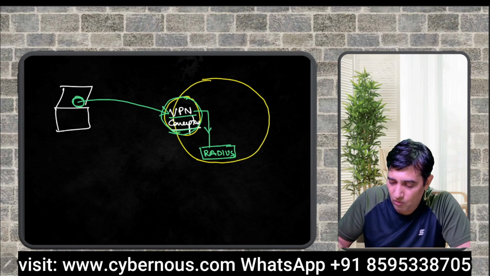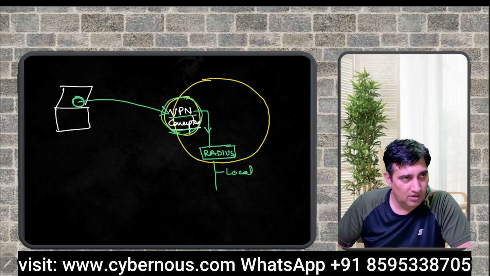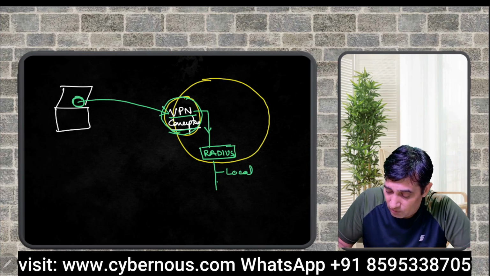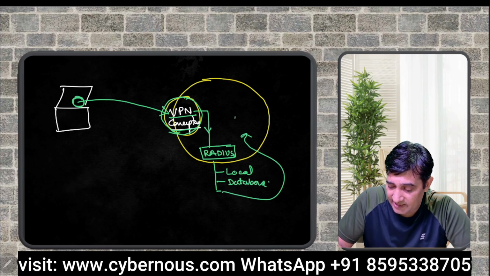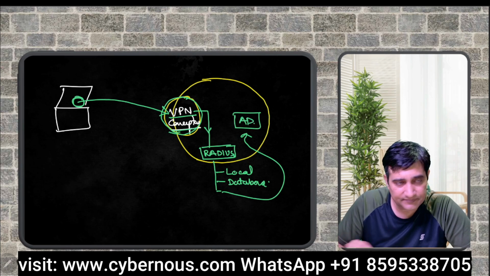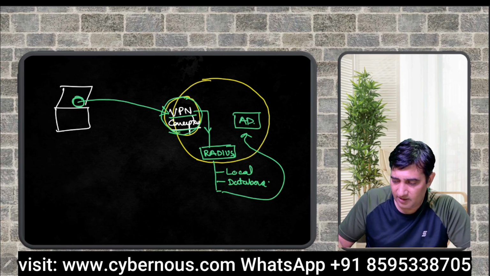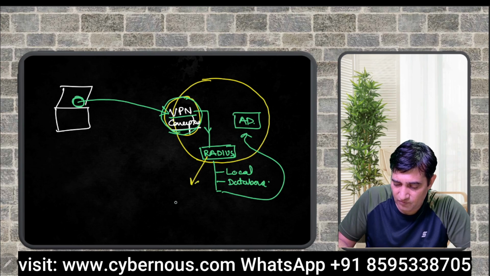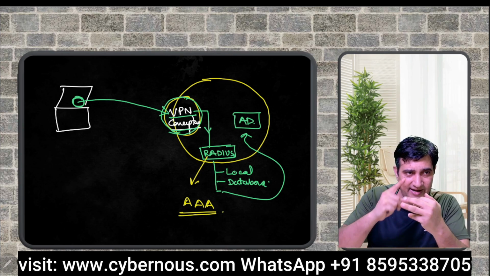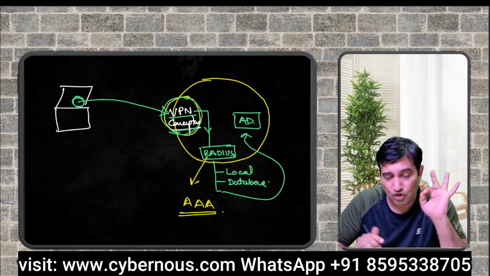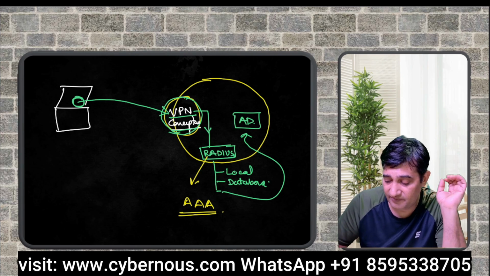it goes to your RADIUS server. Now on the RADIUS server, you can have a local database for authenticating users. You can also connect it with a database, or with your existing Active Directory as well. So the RADIUS server is a kind of server which works on AAA, right? In access control, authentication, authorization, and accounting are three major steps. All those three things are done by the RADIUS server.